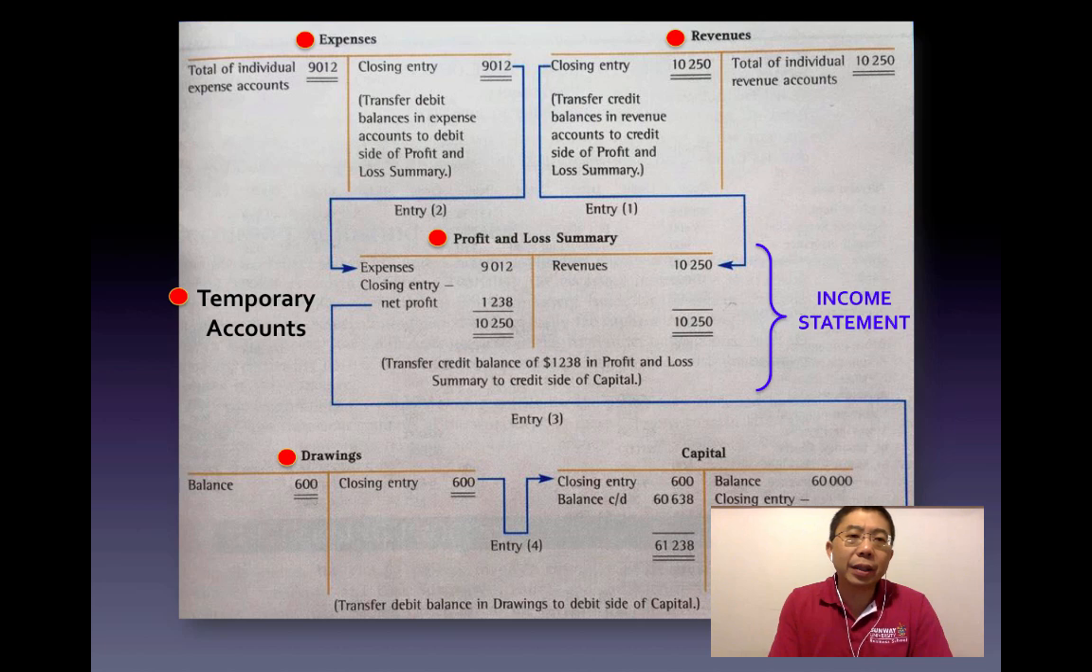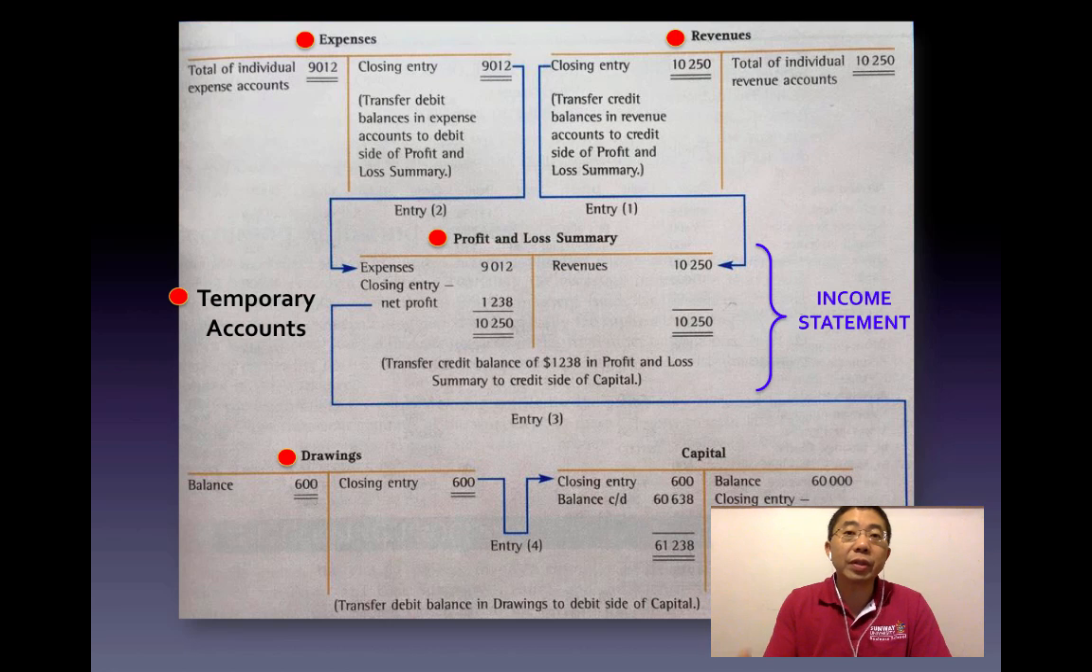But if you look at the revenue and expenses accounts, you realize, as I mentioned just now, they are not permanent accounts. They are accounts that are created just to record transactions during that particular period. We call them temporary accounts. For example, you open your expenses account, and during the year, the expenses account will accumulate all the expenses incurred by the business. In this example, they have incurred $9,012 worth of expenses. It's on the debit side.